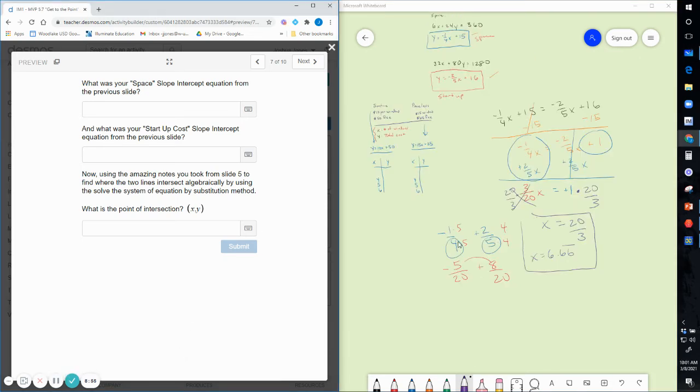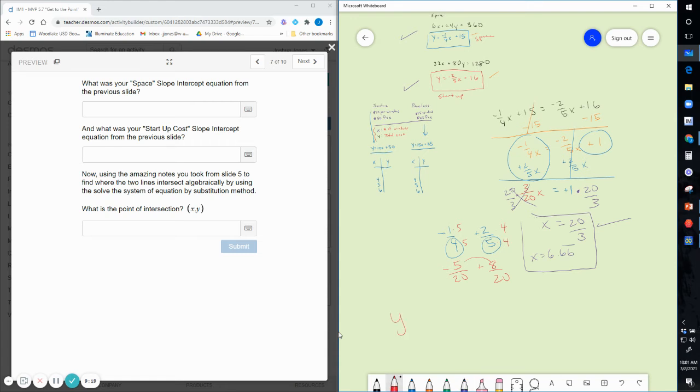All right, so now we're going to plug in our x value that we just found into one of our equations. And you're really supposed to plug it into both, but we're going to just pick one, pick the easiest one. So let's see, do you want to do negative 1/4 x plus 15 or negative 2/5 x plus 16? I'm going to choose the blue equation. So we're going to plug this x value in.